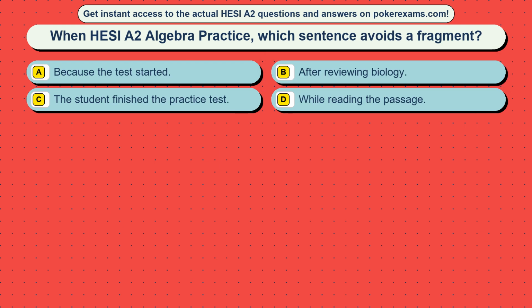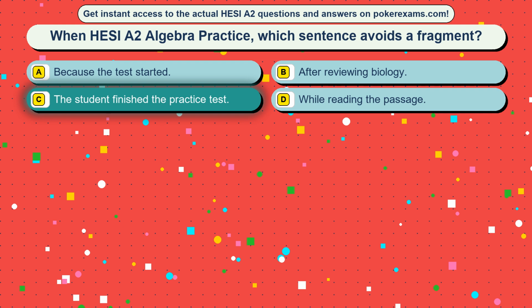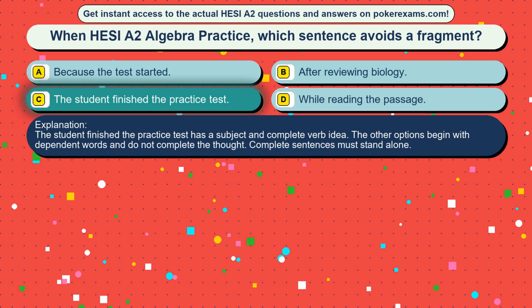Question 29. When HESI A2 Algebra Practice, which sentence avoids a fragment? Option A, because the test started. Option B, after reviewing biology. Option C, the student finished the practice test. Option D, while reading the passage. The correct answer is option C, the student finished the practice test. The student finished the practice test has a subject and complete verb idea. The other options begin with dependent words and do not complete the thought. Complete sentences must stand alone.